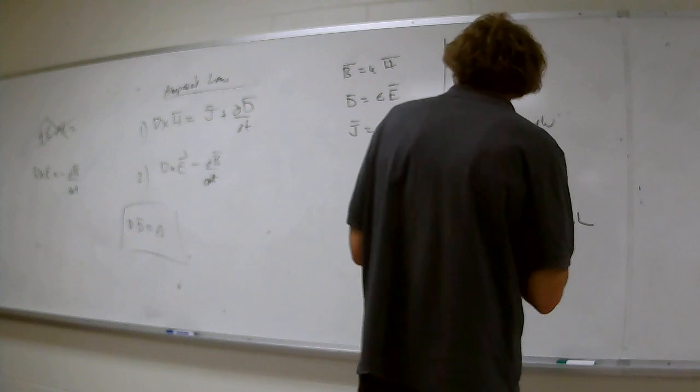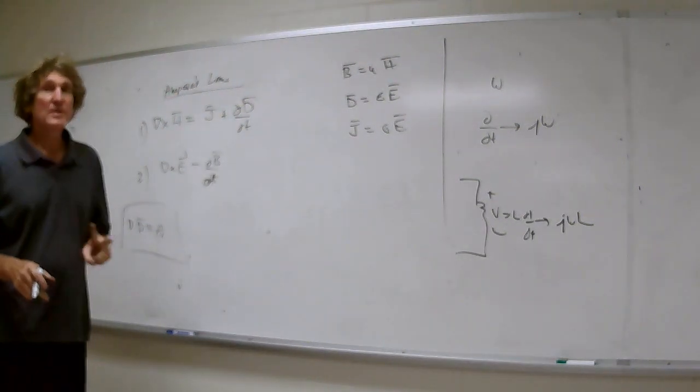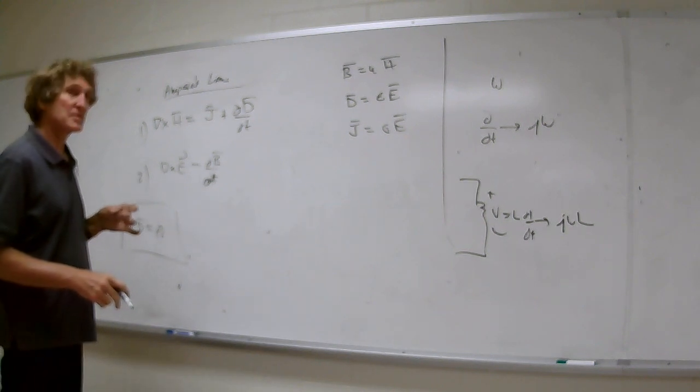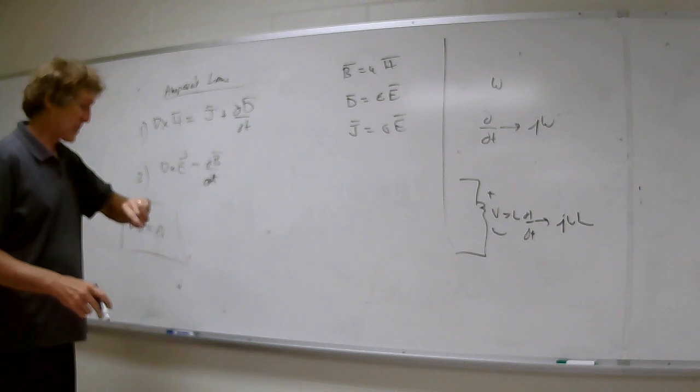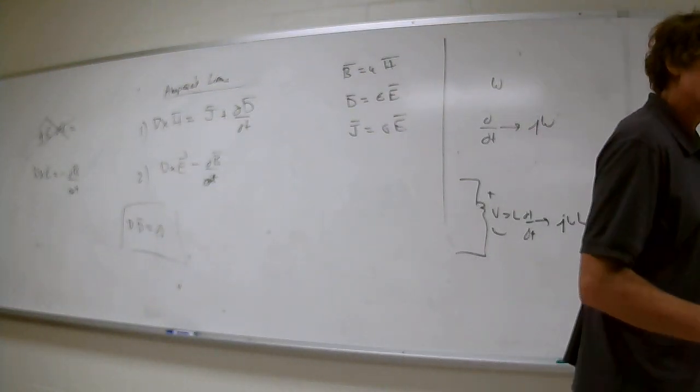Okay, so if we take these equations, what we're going to do is get two equations with just the E field and H field as variables. Then we're going to develop one equation. I'm just about out of time, so I'm going to tell you, in a nutshell, here's what happens.